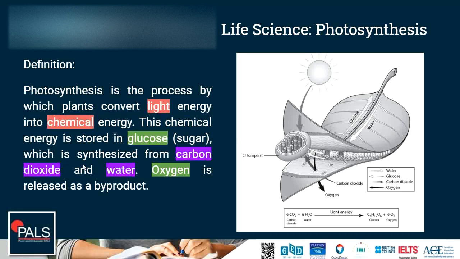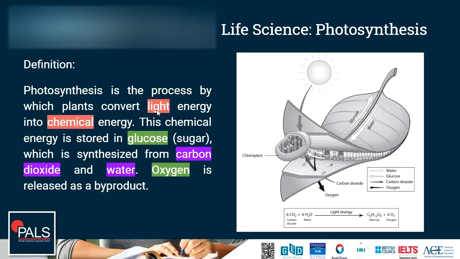The purple ones are the reactants of this reaction. We need carbon dioxide and water. The green ones are the products of the reaction, glucose and oxygen. And highlighted in orange or red is the relation to energy. The energy transfer that's happening during this reaction.